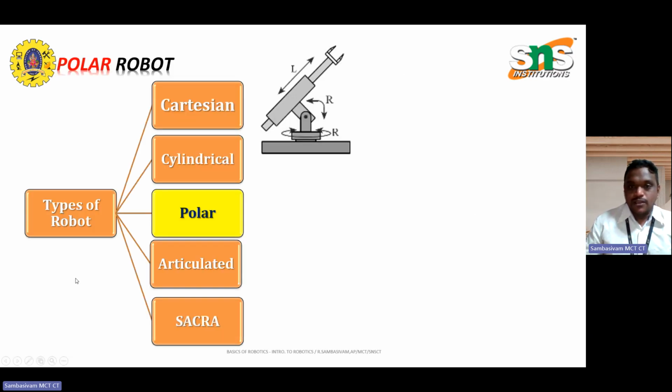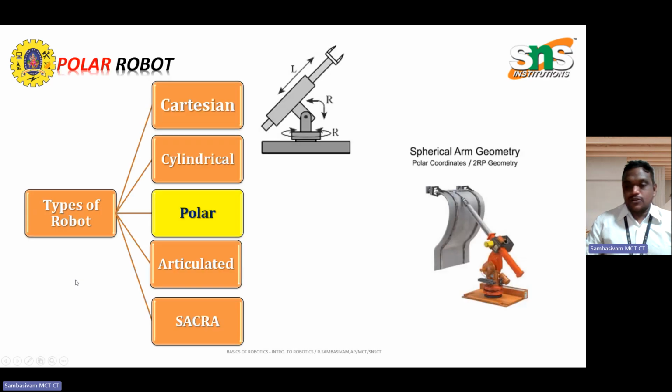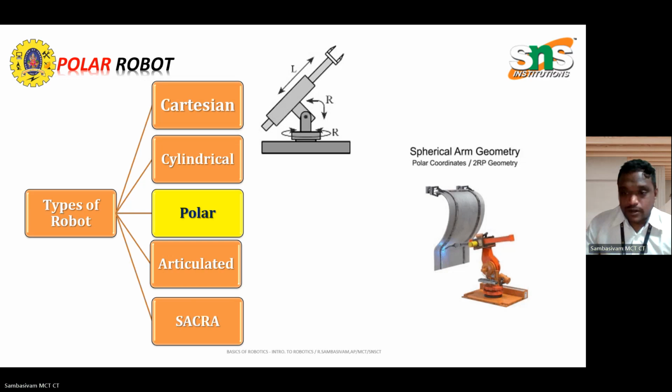The third one is polar. I think everybody has understood what the spherical arm geometry is. For polar coordinates, a 2R-P geometry is used. So it has two rotations and one linear motion. These robots are used especially for building processes where the angle has to be taken into consideration.